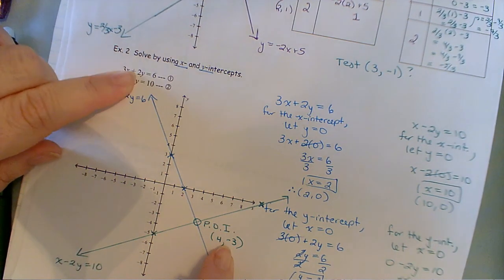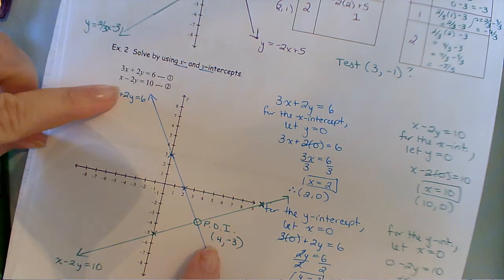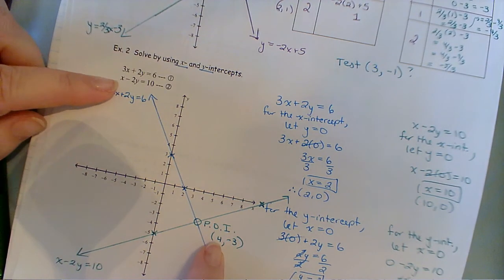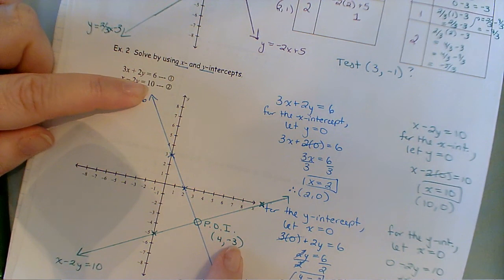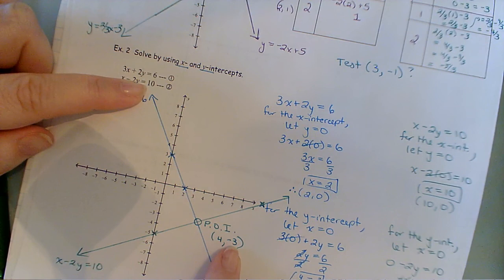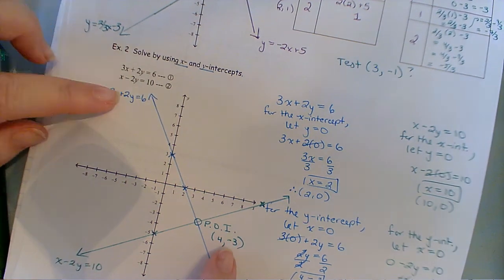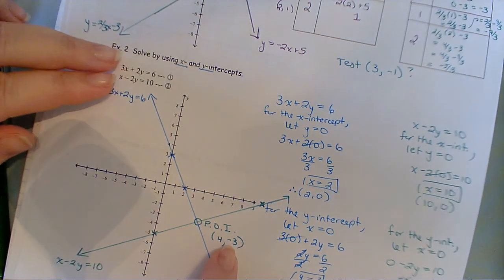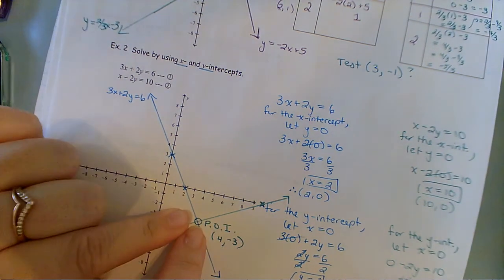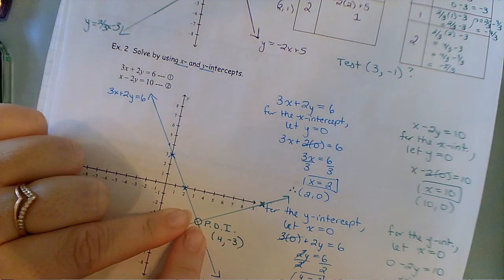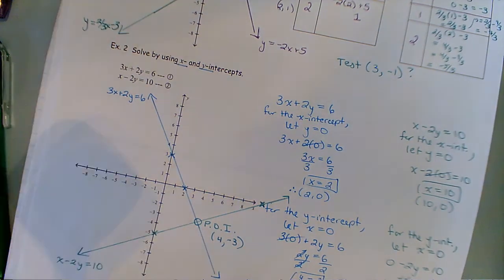So this point is on the first line. Let's see if it's also on the second line at the same time. X is 4, so that would just be 4. Negative 2 times negative 3 is positive 6. 4 in the front plus 6 is in fact 10. So that also works now for the second line. Left side equals right side. So if this point works for the first line and this point works for the second line, that means both lines must be at the same place at the same time. So therefore, that must be their common point. So that's the point of intersection. So that is the solution to the system.